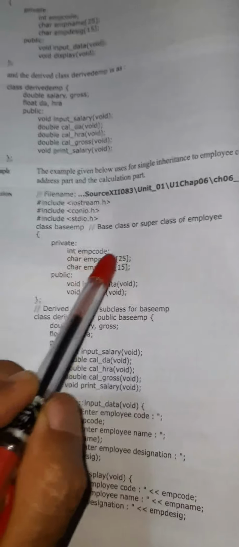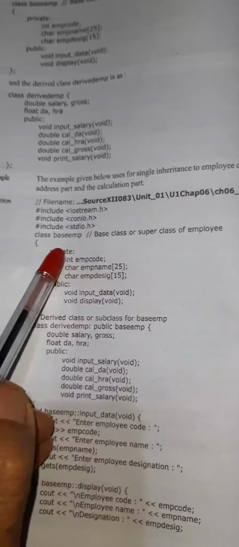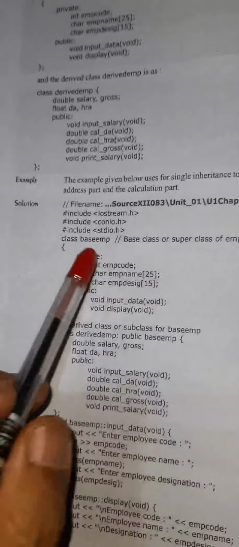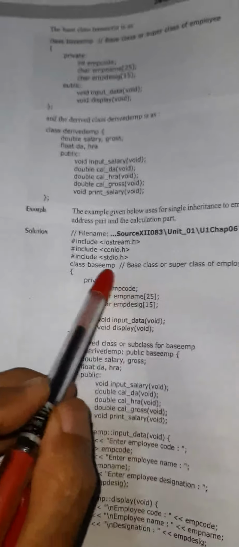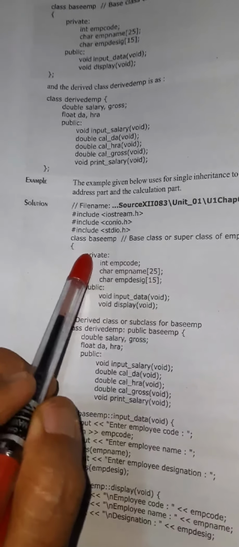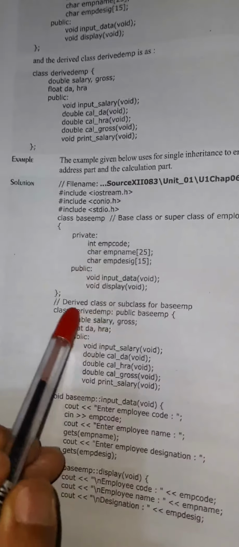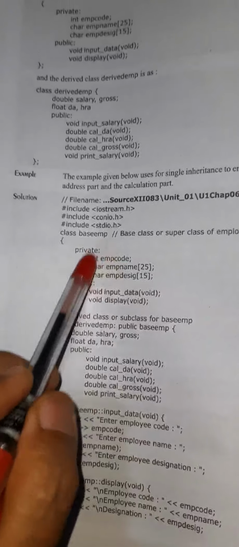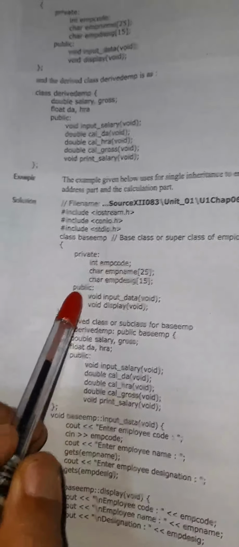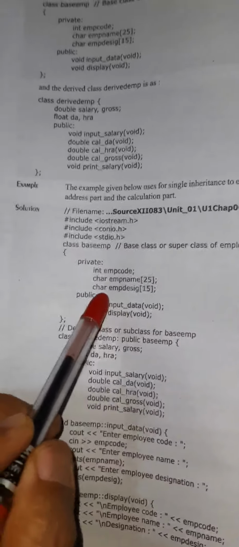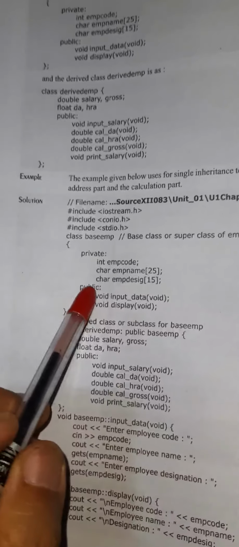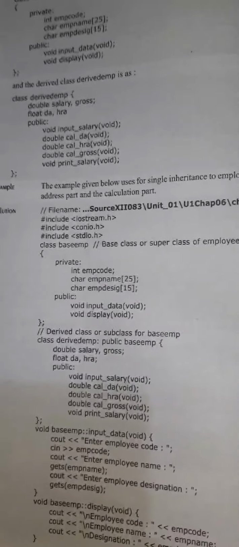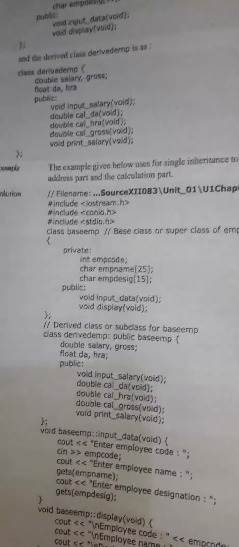These three data members are private, so in no way can the derived class inherit these data members, since they are declared as private. Even if the derived class has been made public, it cannot inherit these three data members. But the member functions are public, so the derived class can make use of these two member functions, that is void input data and void display.